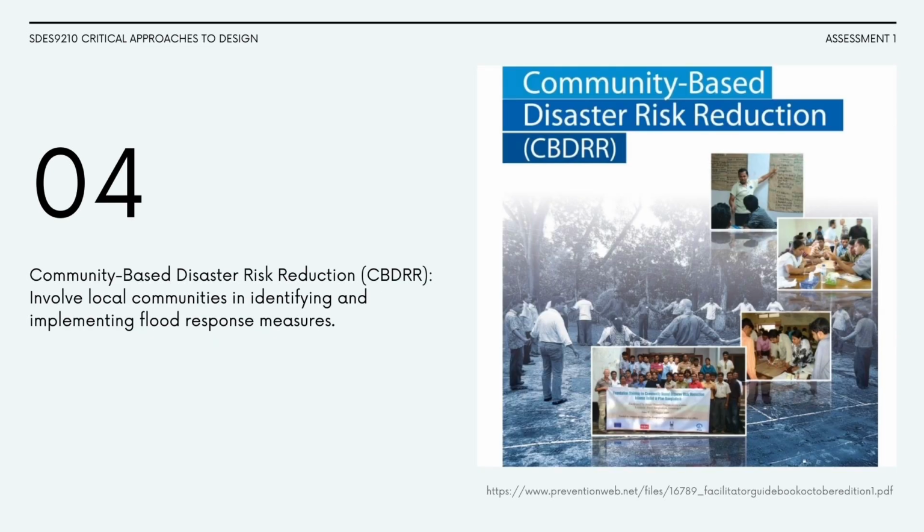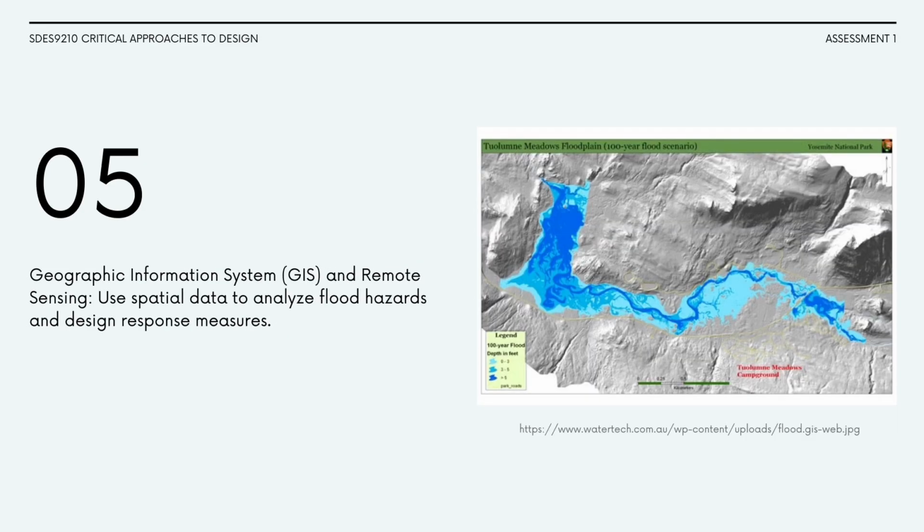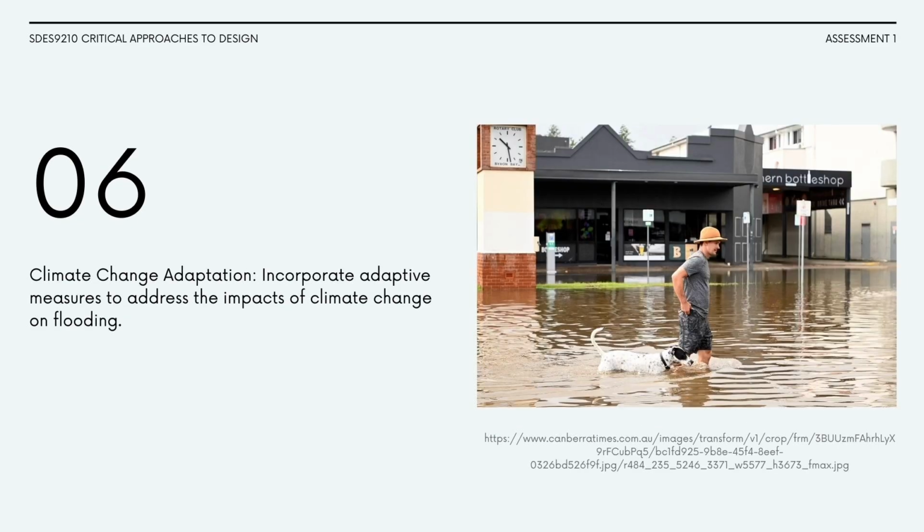Fourth, community-based disaster risk reduction. Involve local communities in identifying and implementing flood response measures. Fifth, geographic information system and remote sensing. Use spatial data to analyze flood hazards and design response measures. Sixth, climate change adaptation. Incorporate adaptive measures to address the impacts of climate change on flooding.